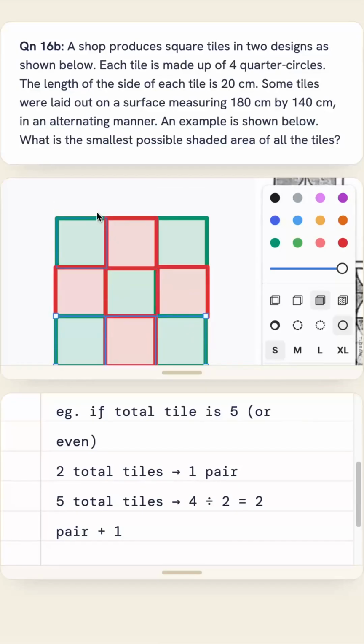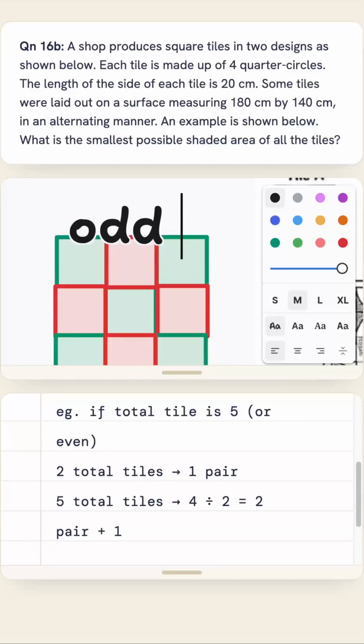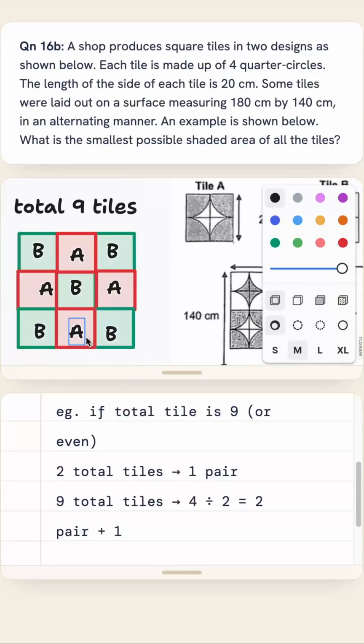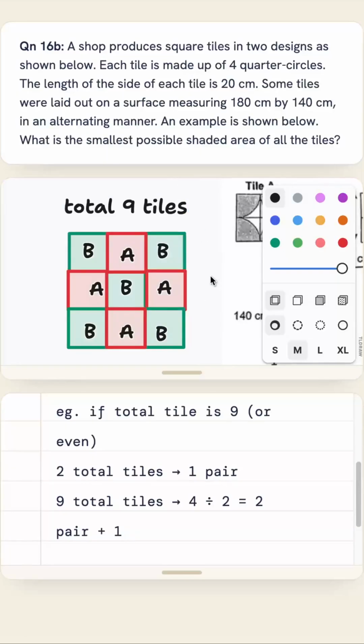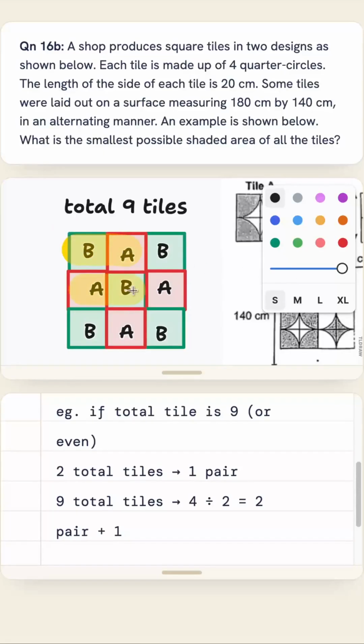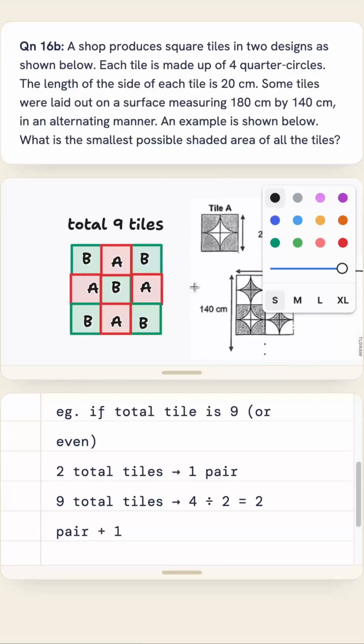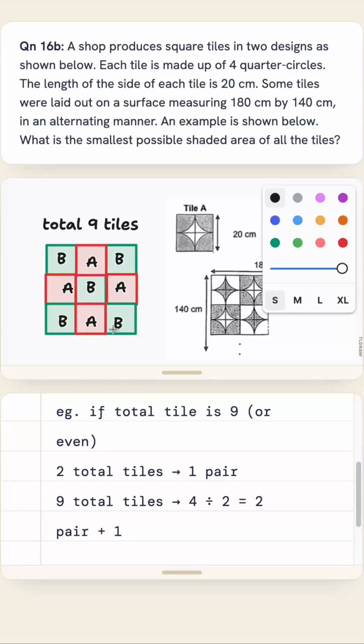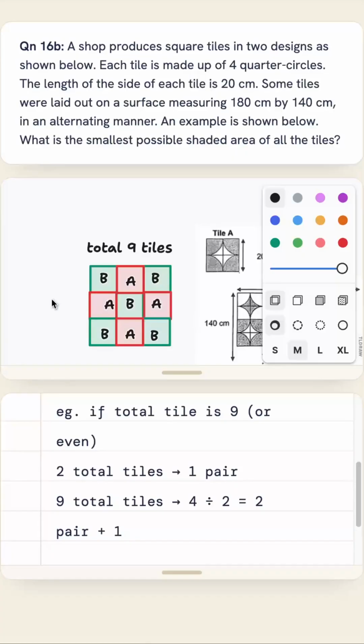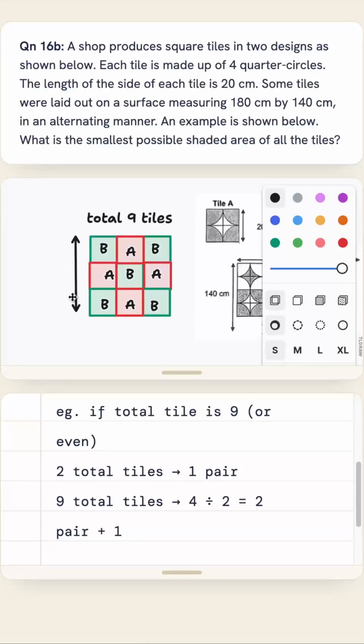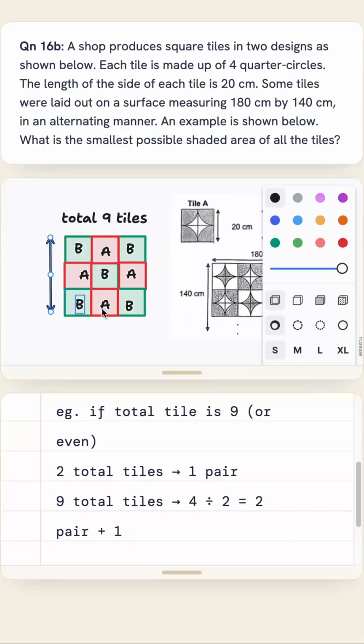If it's an odd number, for example 9, then you could see the remaining tile, if you were to pair them up, maybe using a highlighter: tile B and A is 1, tile A and B is 2, tile B and A is 1, tile B and A is 2. So we are left with B. If we were to expand this, usually we will just get the last tile, which in this case is tile B. So it depends on the length of the alternating row over here. If it's odd, then it's B. If it's even, it will end in A.